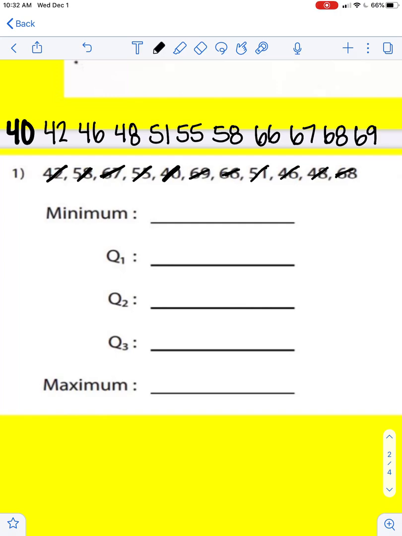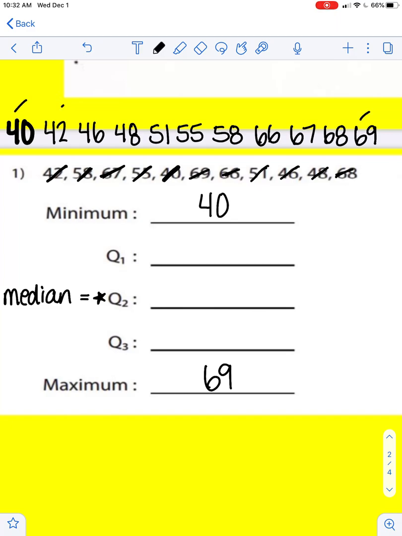So right off the bat, I can fill in my minimum and maximum. So that's going to be 40 and 69. And my quartile 2 right here, that's typically where you want to start. So that's just finding your median, okay? So your median is your quartile 2, which is what we learned yesterday. So I'm going to go ahead and do that. I've got 1, 2, 3, 4, 5, 6, 7, 8, 9, 10, 11 numbers.